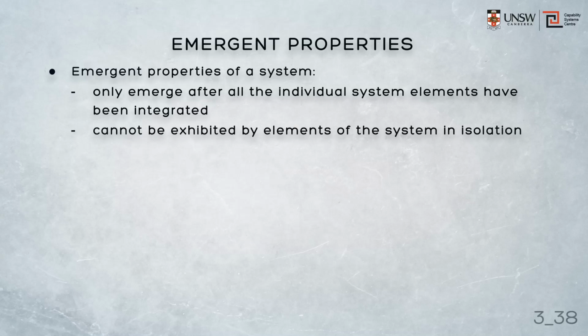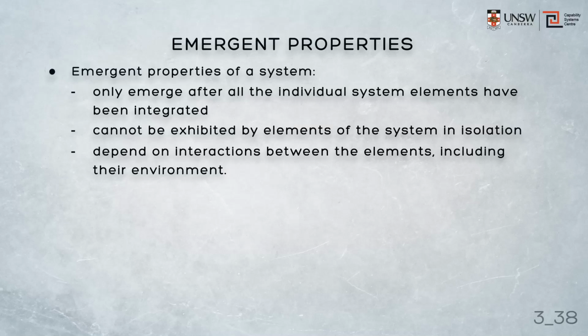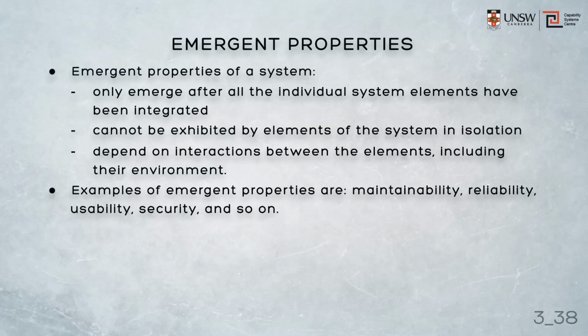They are only possible when you look at the system as a whole, and perhaps even only possible when you're looking at the system as a whole as it interacts with its environment, that is, as it's operating. There are many examples of emergent properties, and we don't really have time to deal with them properly here. We just point them out because, firstly, there are lots of them. There's maintainability, reliability, usability, security, safety, and so on. All of these things are only obvious when the entire system is put back together.